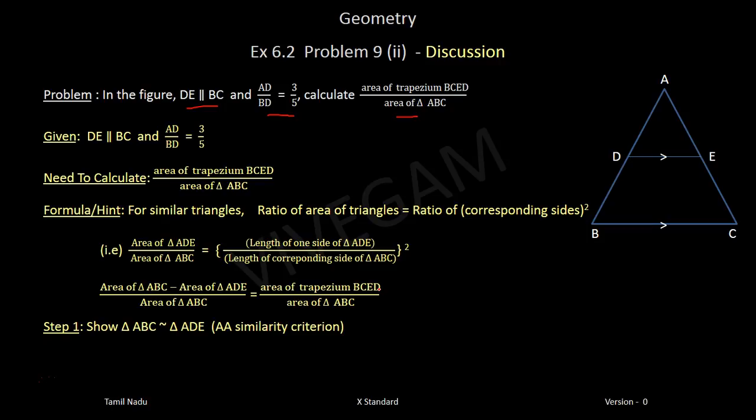Right, now step 1, you have to show the two triangles are similar, right? That is the first step. How will you show that? Using this point, DE is parallel to BC and angle A is common to both the triangles, right? Next, using AD by BD, calculate AD by AB by the compounder rule, as we did in the previous case, right?